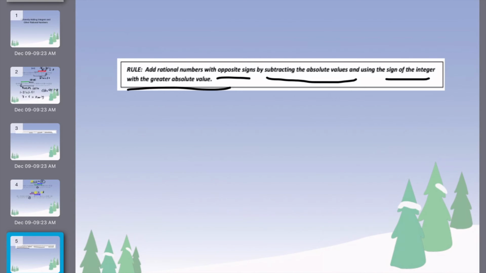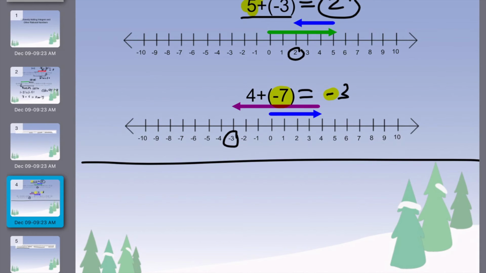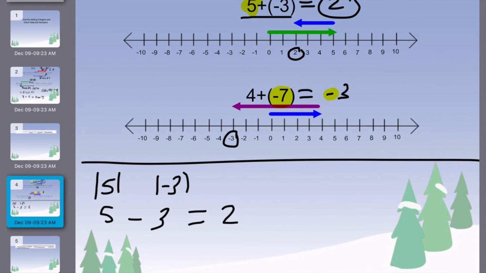And here's what I mean by that. For this, I have the absolute value of 5 and the absolute value of -3. I'm just going to do the work down here. Absolute value of 5, absolute value of -3. So that's going to give me 5 and 3. If I subtract those, I'm going to get 2. And I just take the sign of the larger number, so I'm going to leave it at positive 2.